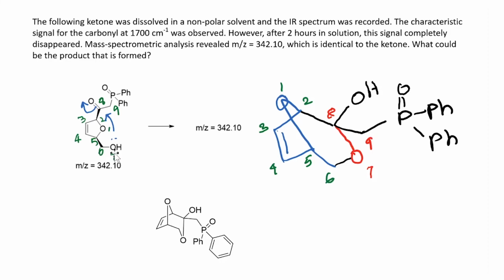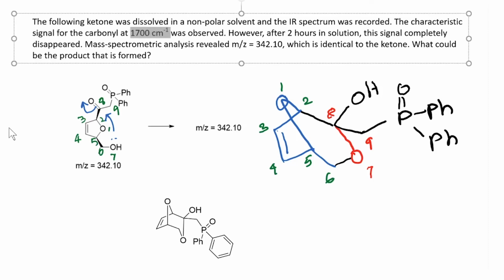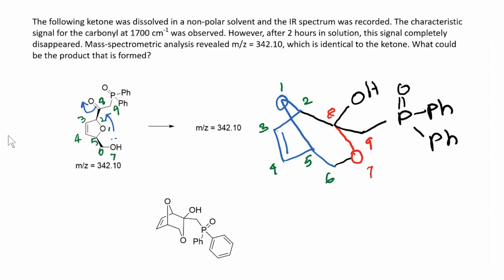So here I have labeled these carbons as 1, 2, 3, 4, 5, 6, 7, 8, and this is basically an intramolecular reaction. It's not a rearrangement, sorry. It's an intramolecular reaction where you get this product which is 342.10, which is the same mass as the starting material. Okay. Now the clue that we have been given is that the peak at 1700 centimeters has disappeared over 2 hours, and so therefore you don't have any ketone in the product.